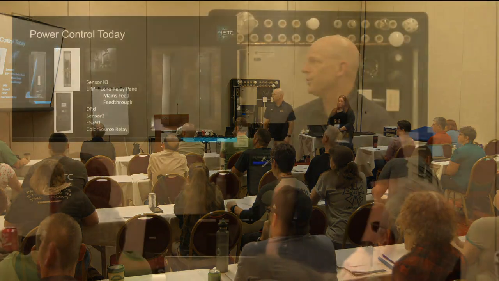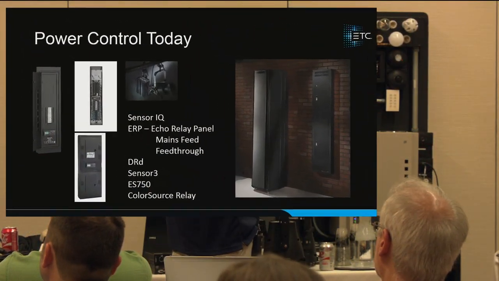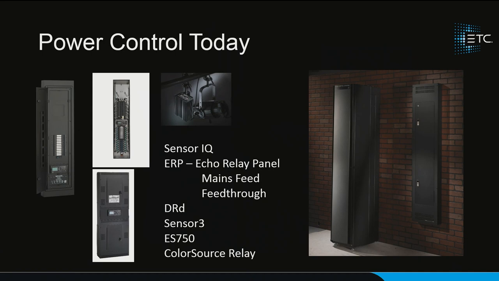So think of power control as possibly a dimmer. So yes, this picture is hard to read, but over there on the right-hand side is a sensor rack next to a switching device, right? And that's what your modern dimmer enclosure rooms are going to start to look like, right?